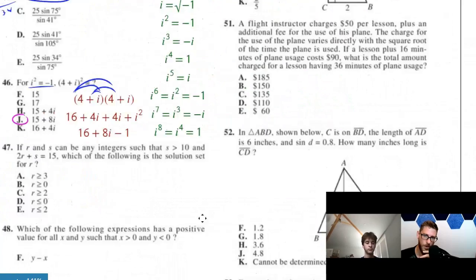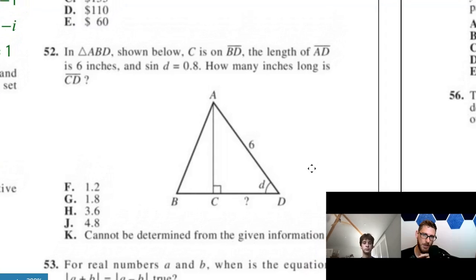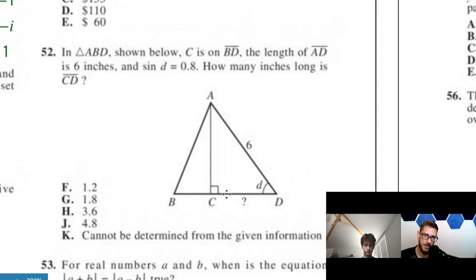52. Okay. 52. In triangle ABD, shown below, C is on BD. The length of AD is 6. Sine of D is 0.8. Okay, so we'll have to think about what that means. How many inches long is CD? Okay, how is that information, the sine of D being 0.8, helpful? Or what does it even mean?